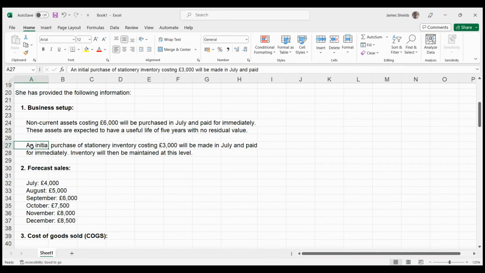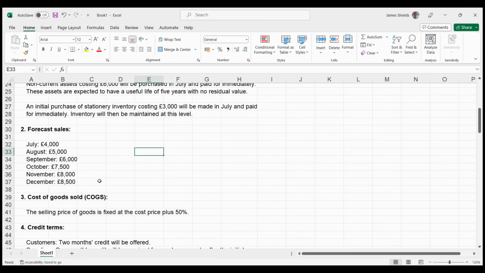Now, an initial purchase of stationery for the inventory costing £3,000 will be made in July and paid for immediately. Inventory will then be maintained at this level. So that's important. The inventory will be maintained at this level of £3,000.